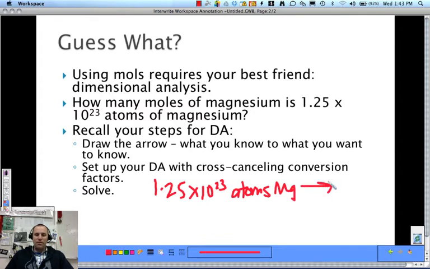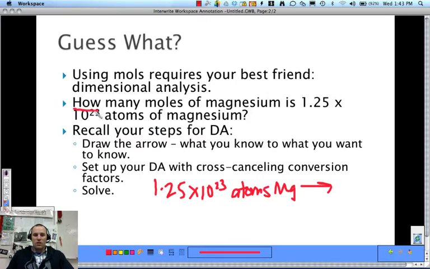need to get in the habit of labeling completely. If you just write the number, you're going to get all confused, because when we get to stoichiometry, you may have atoms of one thing and atoms of another thing, and if you just wrote atoms, you wouldn't know which atoms you're talking about. So in this case, we're talking about atoms of magnesium. I can abbreviate using the symbol, of course. So 1.25 times 10 to the 23rd atoms of magnesium.